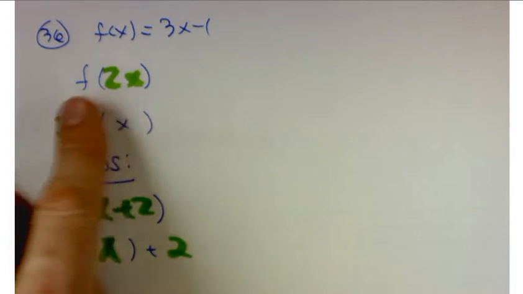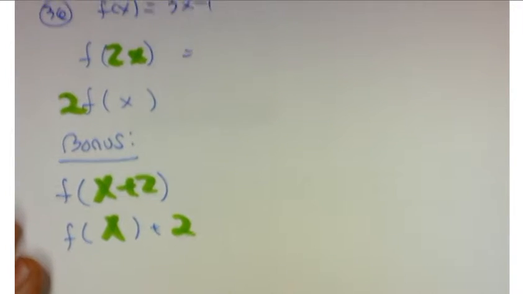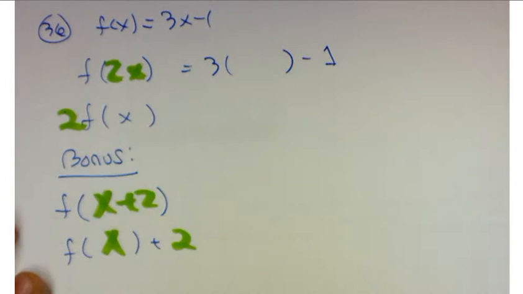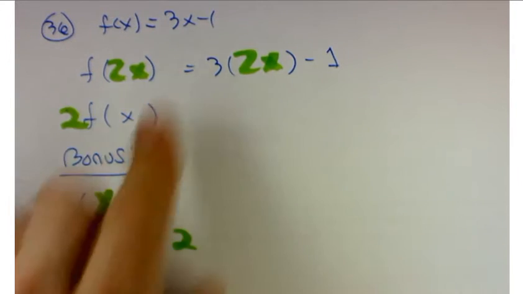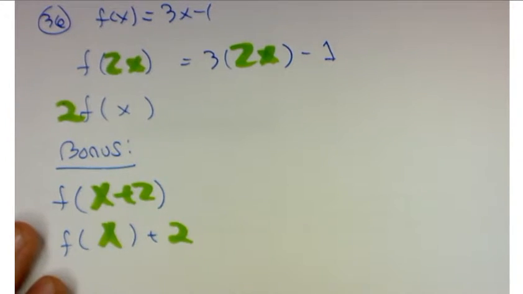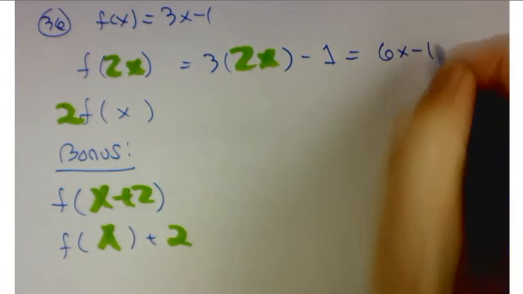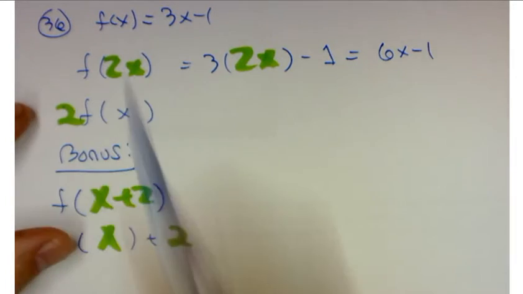We'll start with the first one, f of 2x. So f of 2x, well, wherever there's an x, I'm going to replace it with 2x. So I'm going to plug that 2x into the rule for f. Can anyone simplify f of 2x for me? 6x minus 1. Now, am I going to get the same thing if I kind of sort of factor that 2 out front?